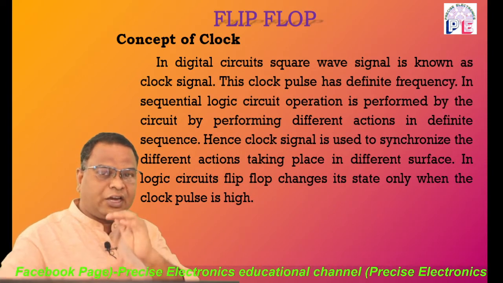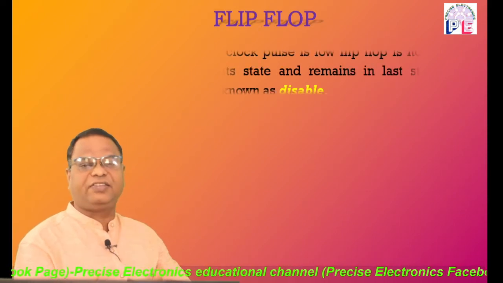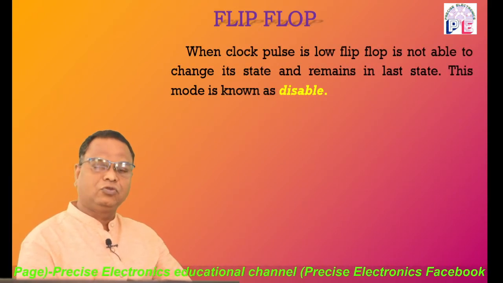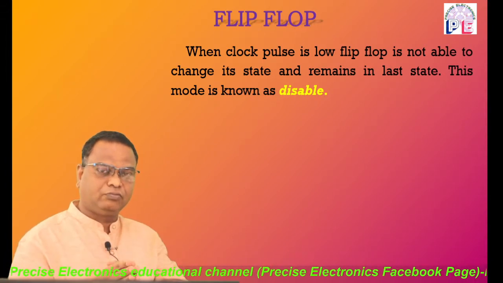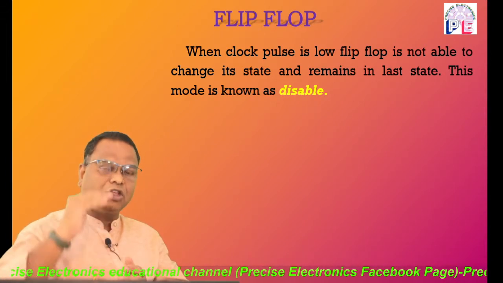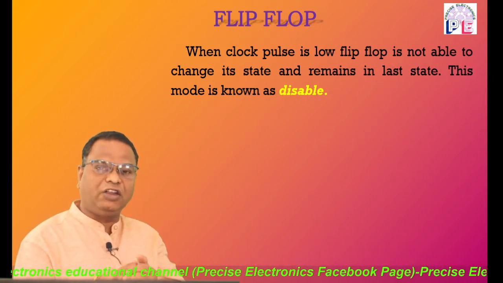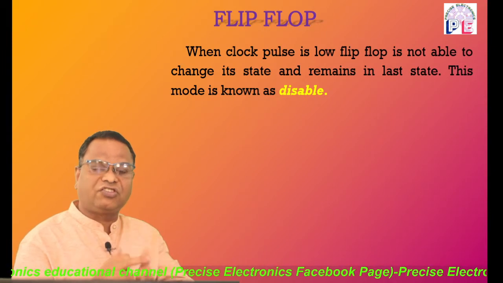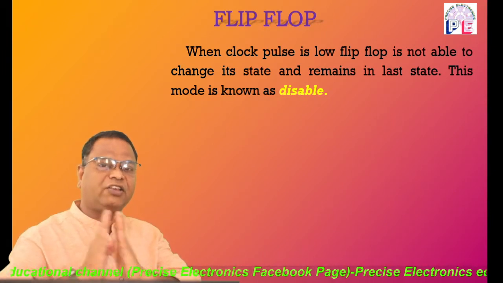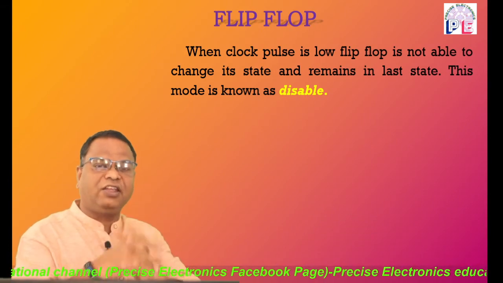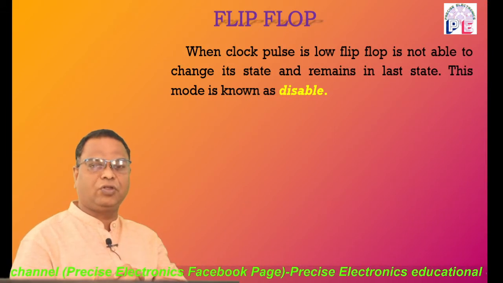So basically there are two modes. One mode is known as disable and the second mode is known as enable. Friends, what is disable? Disable means it is not able. That means when the clock input is low, the flip-flop is in disable mode. It is not able to change the state. It remains in its last state, so the transition of state does not occur. This is known as the disable state.